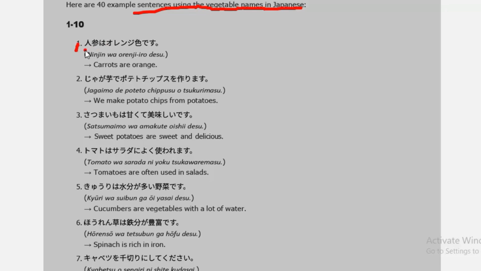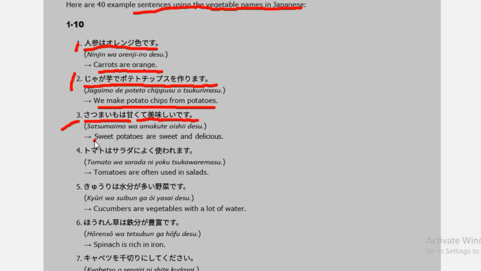So the first example is ninjin wa oranjiro desu. Means carrots are orange. The second example is jagaimo de potato chipsu o tsukurimasu. Means we make potato chips from potatoes. The next example is satsumaimo wa amakute oishii desu. Means sweet potatoes are sweet and delicious.